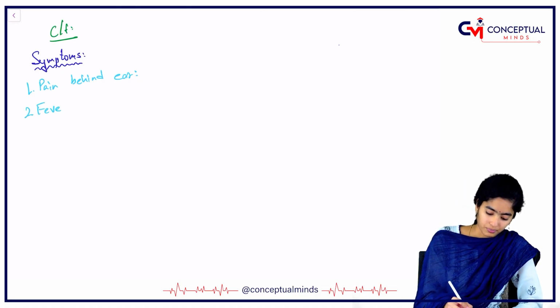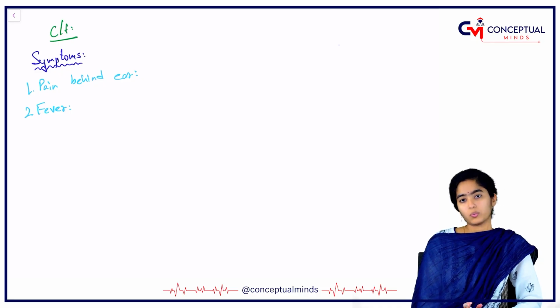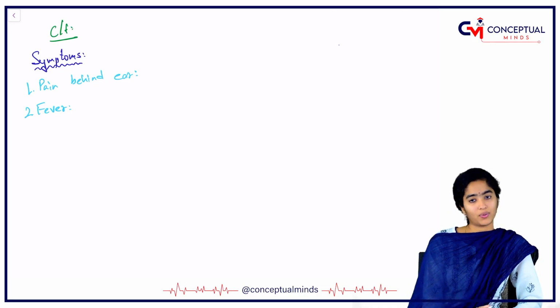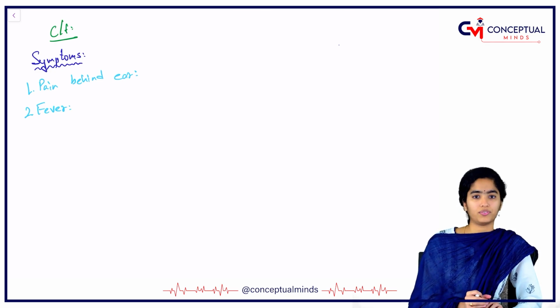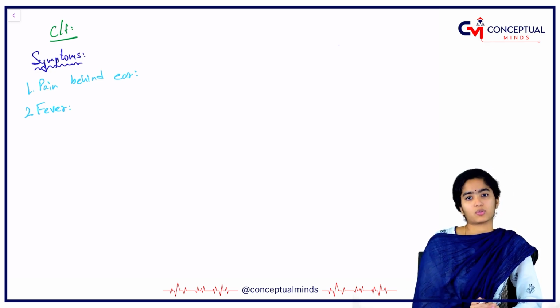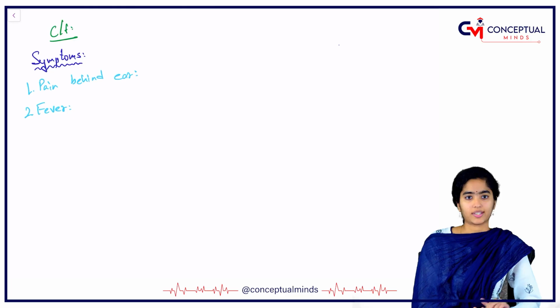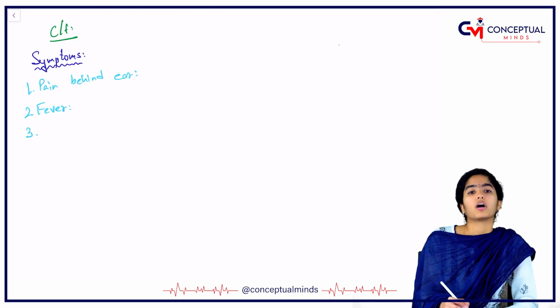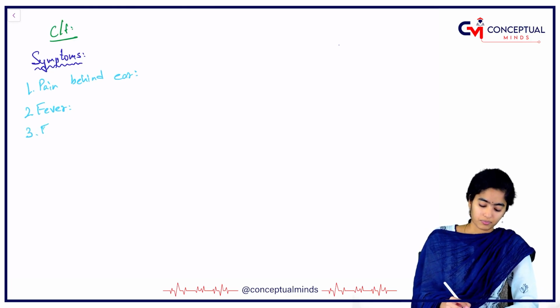Next, fever. Infective condition will lead to fever. Again, same like pain. When there is persistence of fever or recurrence of fever, in spite of adequate antibiotic treatment, think of mastoiditis. And then we have discharge from the ear.